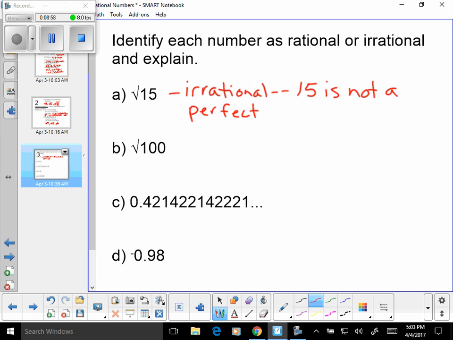Okay, look at B. What do you think? Is it going to be rational or irrational? You're right, it's rational. Why? 100 is a perfect square.